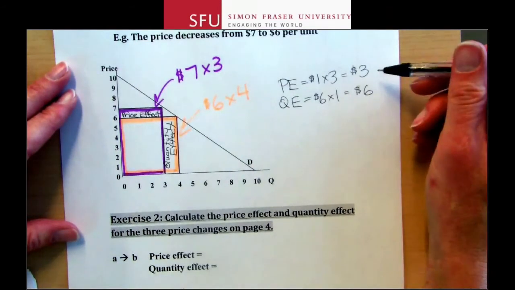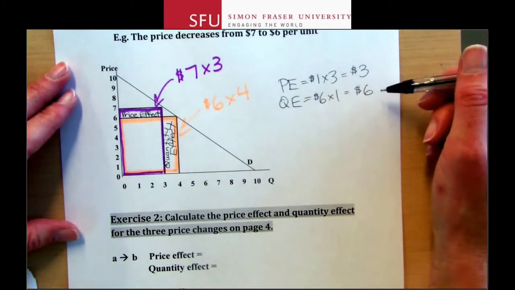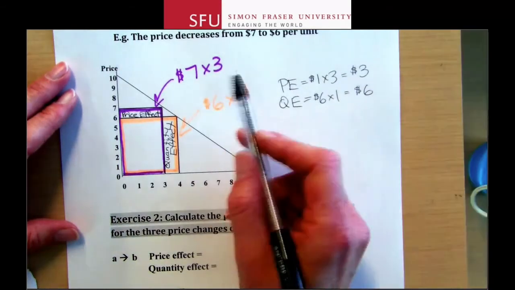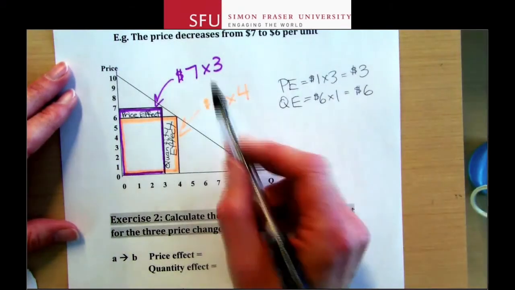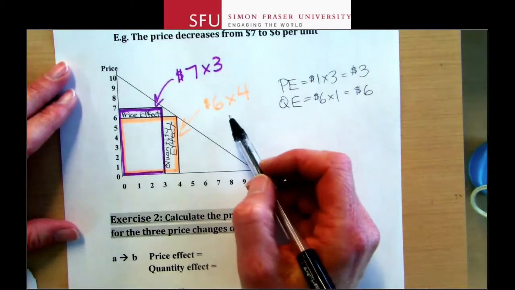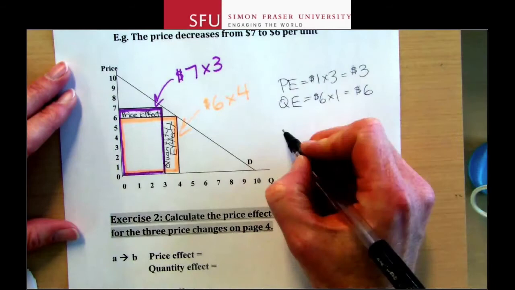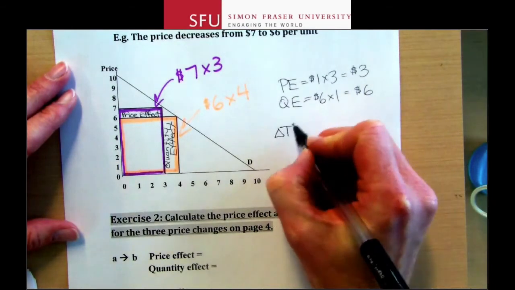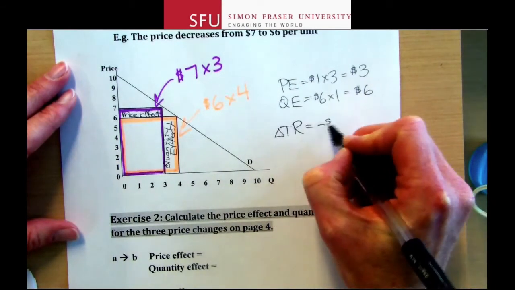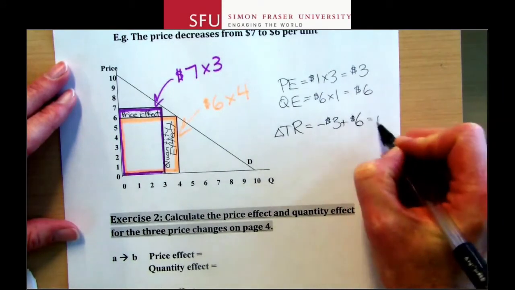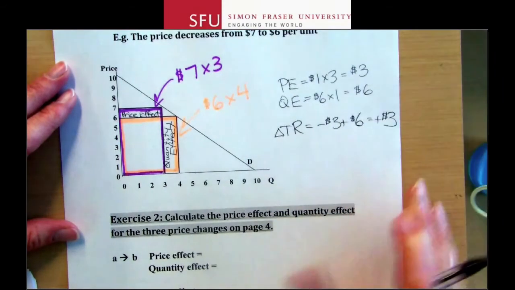So your total revenue goes down by 3, but up by 6. So your net effect on total revenue is that it goes up by 3. That's right, which we can see here, $21 up to $24. So it goes up by 3. I'll put over here, minus 3 plus 6.